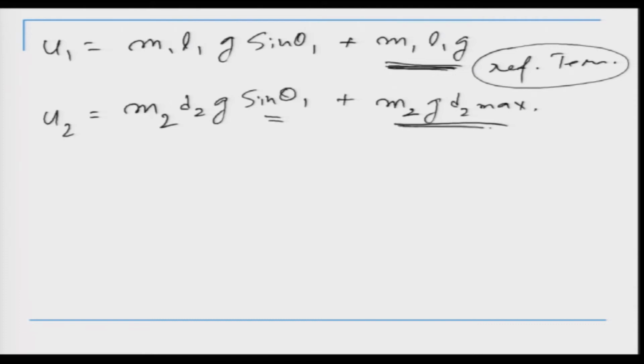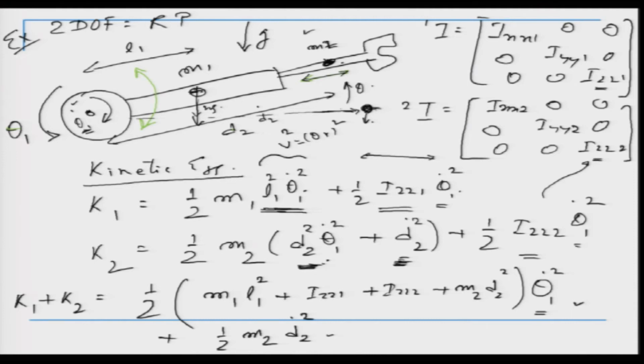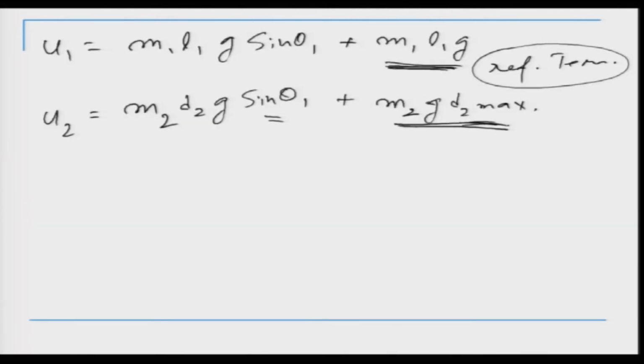Okay. The same logic of having the reference term. The only difference here being that this d2 that we are seeing here is a translating joint. So, the length of d2 is going to change. So, we are taking it as d2 max, the maximum length to which it can go, and we are writing this as d2 max. Okay.